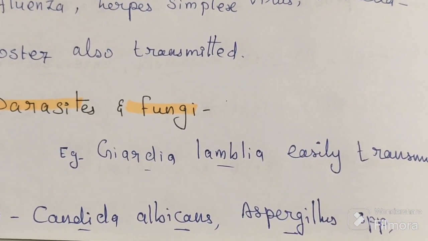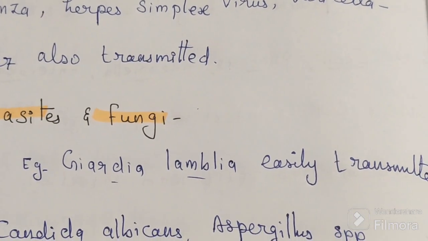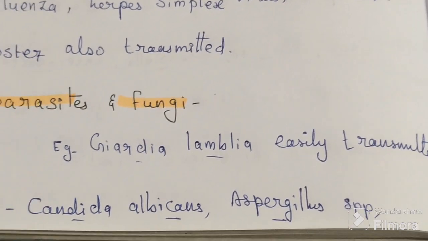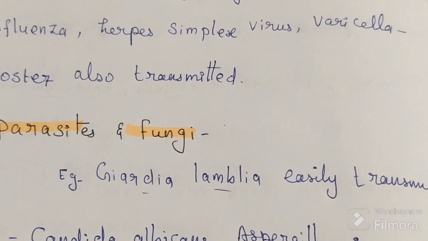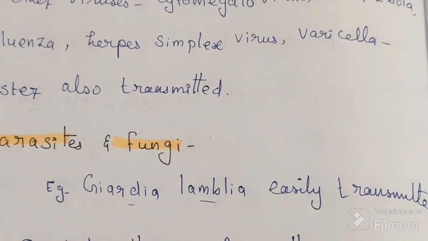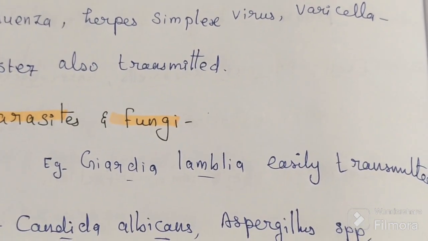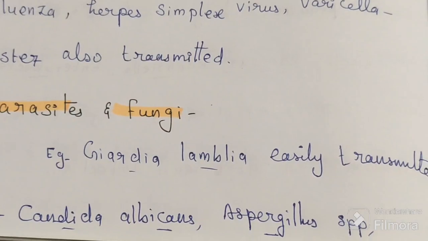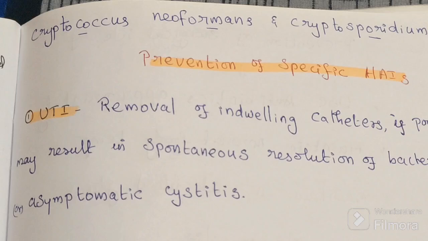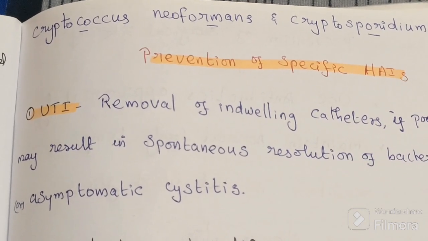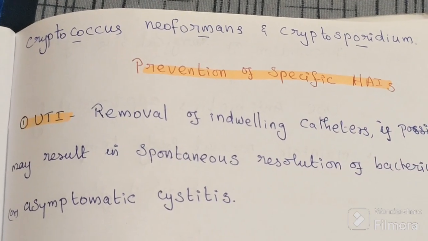Next, parasites and fungi. Some parasites, for example Giardia lamblia, are transmitted easily among adults or children. Many fungi and other parasites are opportunistic organisms and cause hospital acquired infection. Fungi include Candida albicans, Aspergillus species, Cryptococcus neoformans, and Cryptosporidium. These are the organisms that cause nosocomial infection.